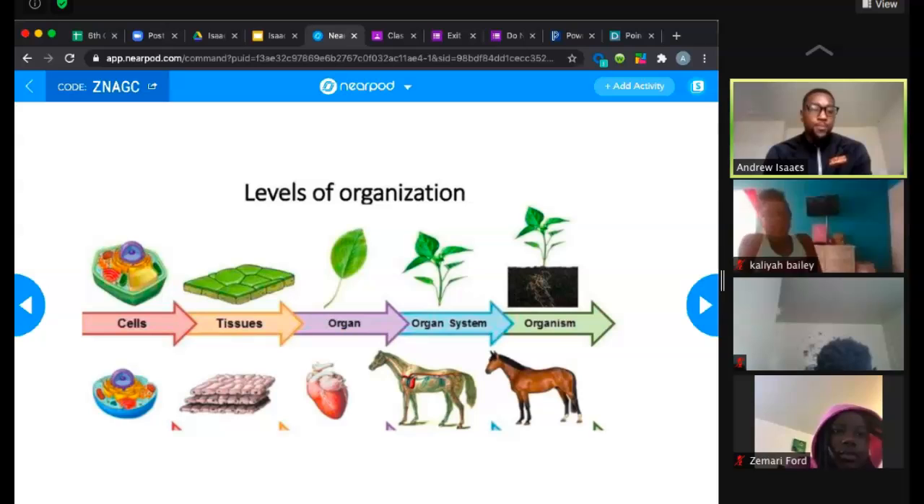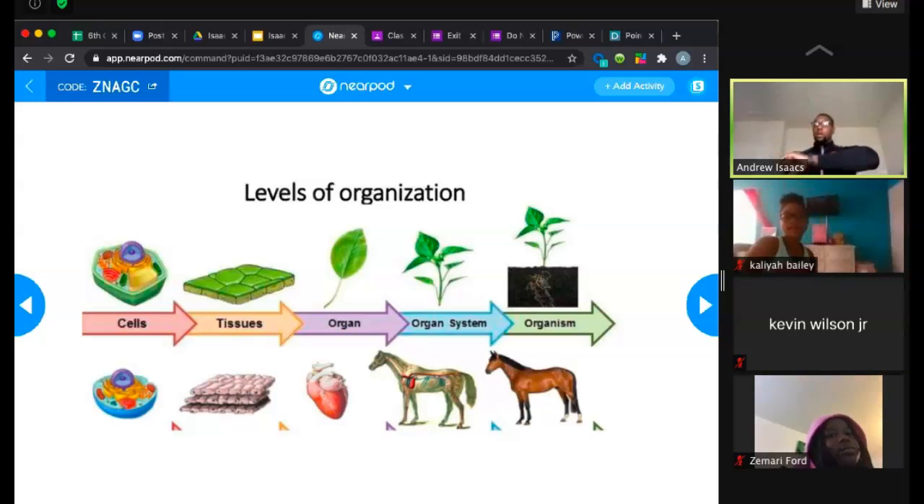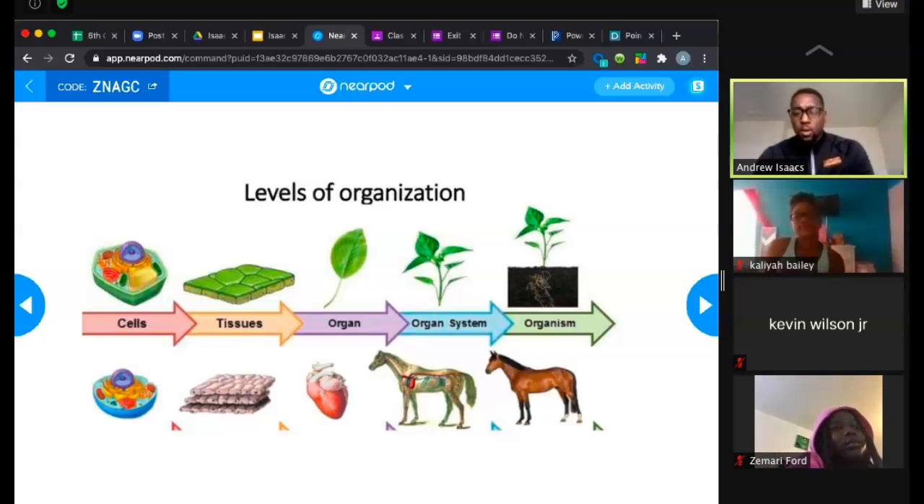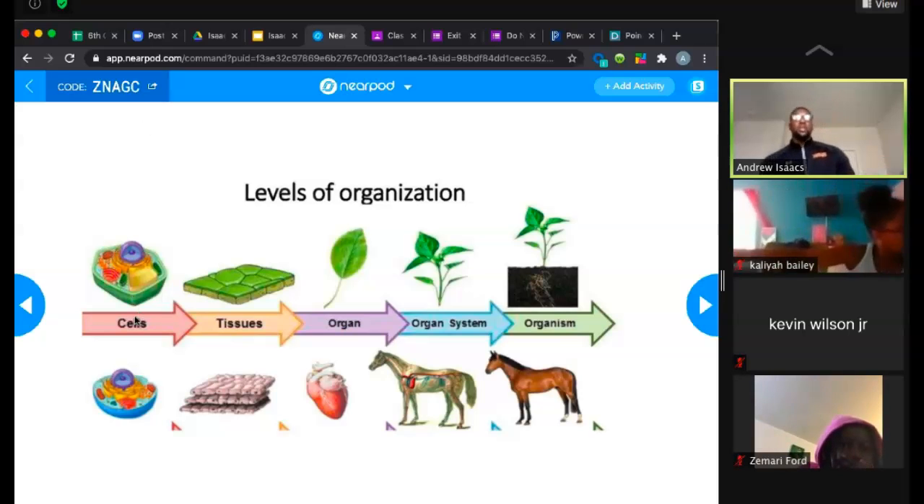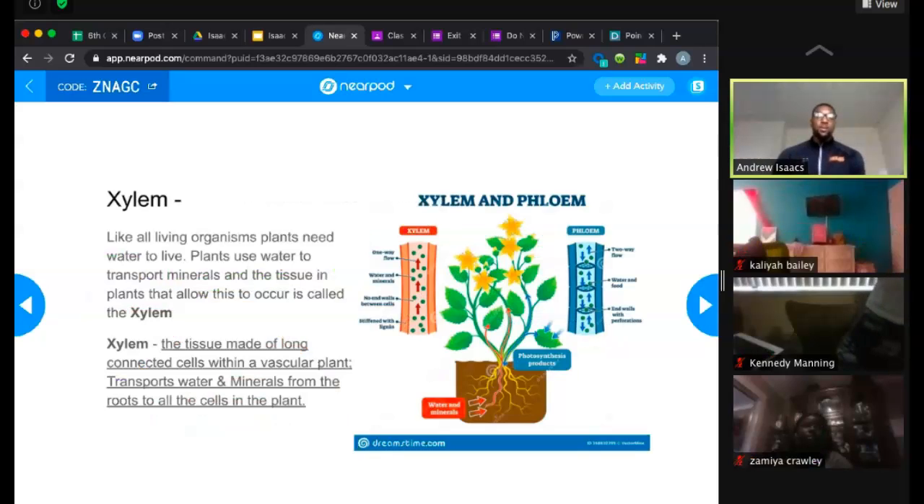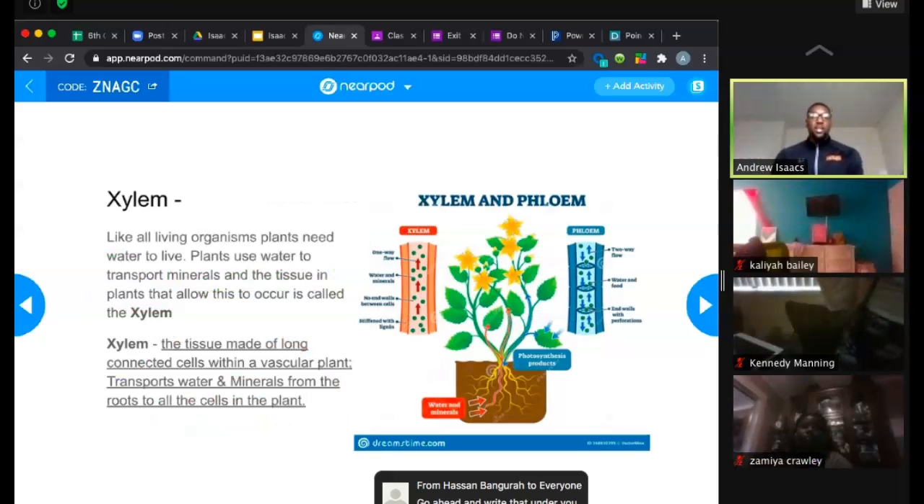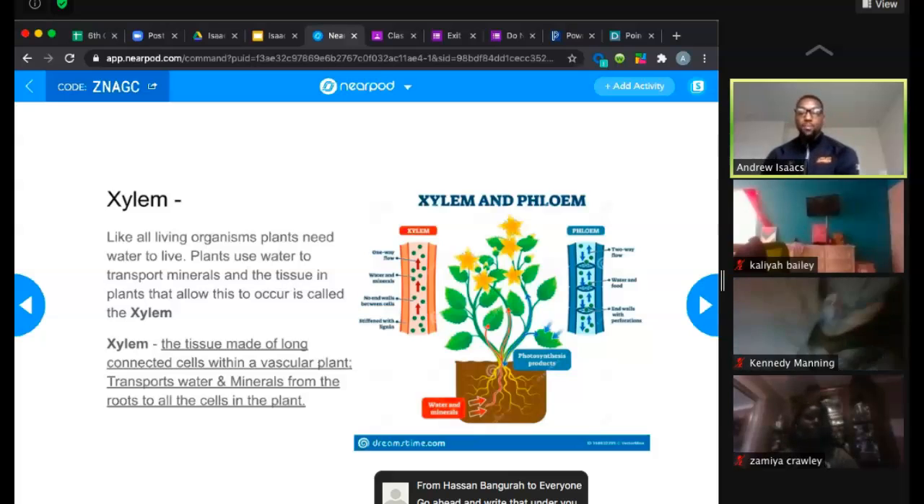Thank you, Ms. Bangor. Okay, so we're running a little bit out of time, so we're going to explain that a little bit later. But right here, we talked about all the different levels of organization, right? We know the things that make up cells. So because we know the things that make up cells, the xylem is long connected cells within a vascular plant. It transports water and minerals from the root to all the cells in the plant.